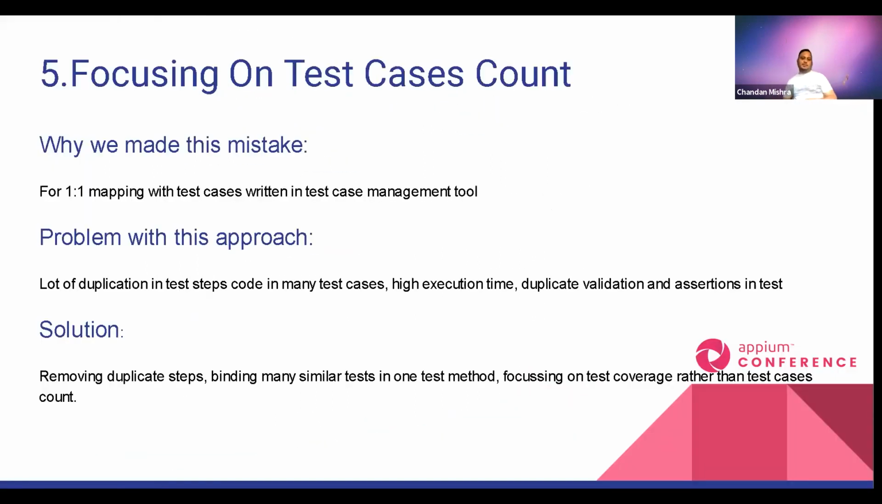Fifth thing we did, we basically focused on test case count. What I mean by that, a lot of the time we try to map everything with a test case management tool. Let's say in our case, we are using TestRail. So we are trying to match everything one by one. But the problem with that is, in TestRail there is no deduplication, right? They write precondition, postcondition, and everything is written out. Here, whatever we do, we are actually writing duplicate code.